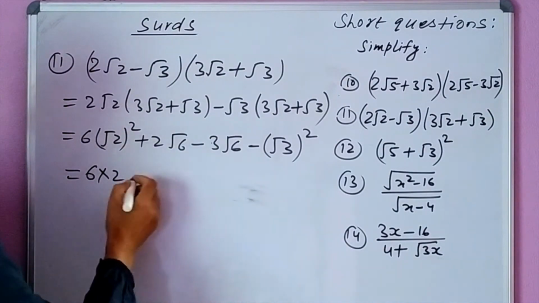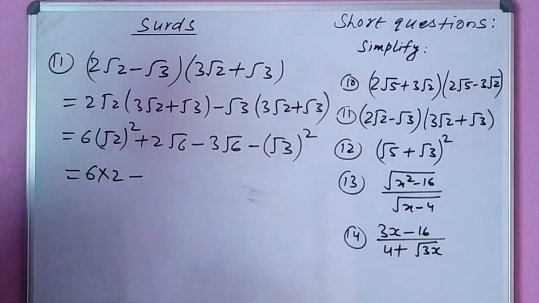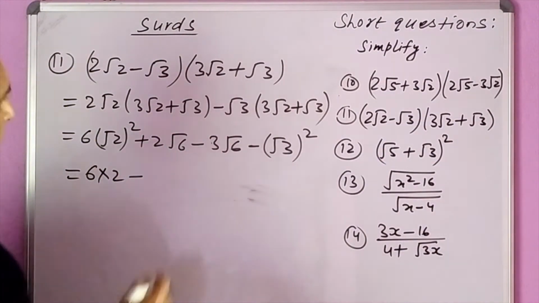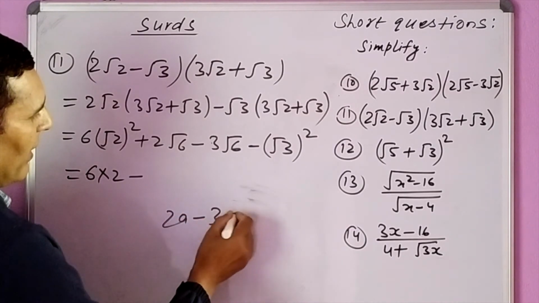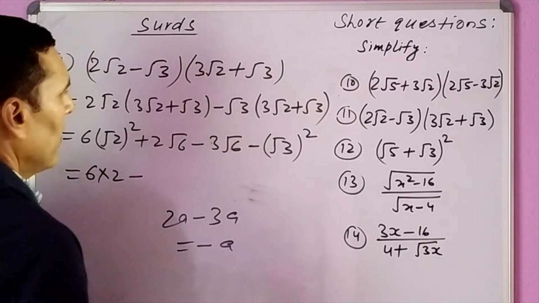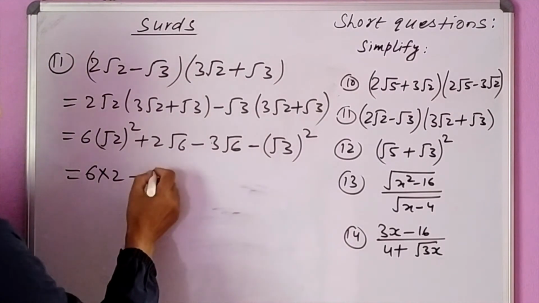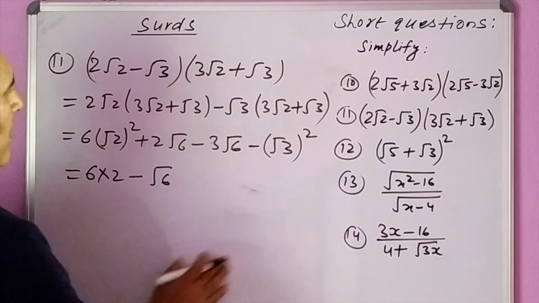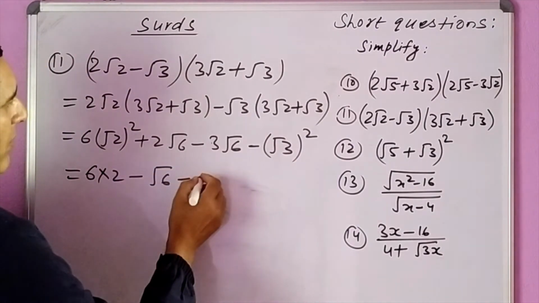And these two root terms are also like surds. This is just like 2a minus 3a. It is simply minus a. So minus root 6 minus root 6, and this is also 3 only.